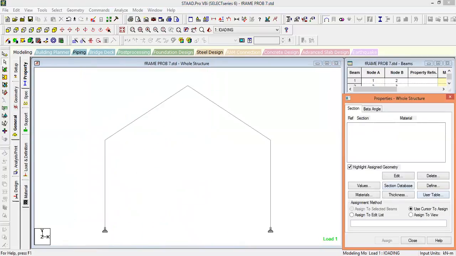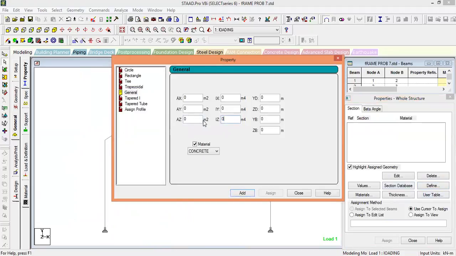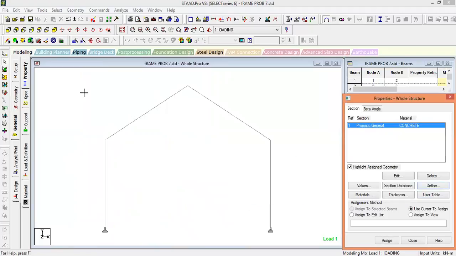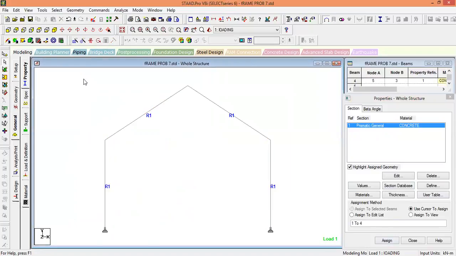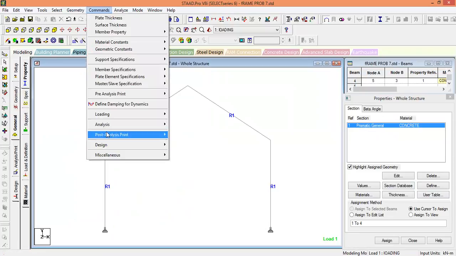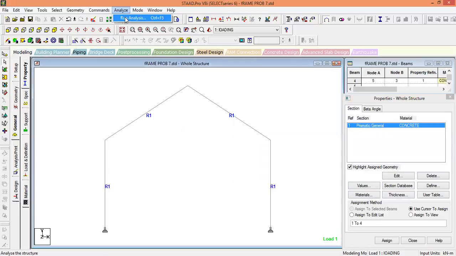The columns, I think it is 2I, or nothing we have given. Let us consider all as the same I value. Define general, 0.000045. Add, close. Provide all the members with the I value, then the remaining is the value. Commands, analysis, perform analysis, okay, analyze, run analysis.